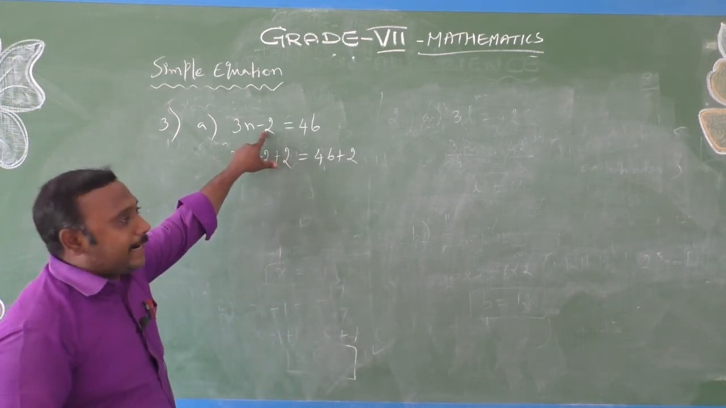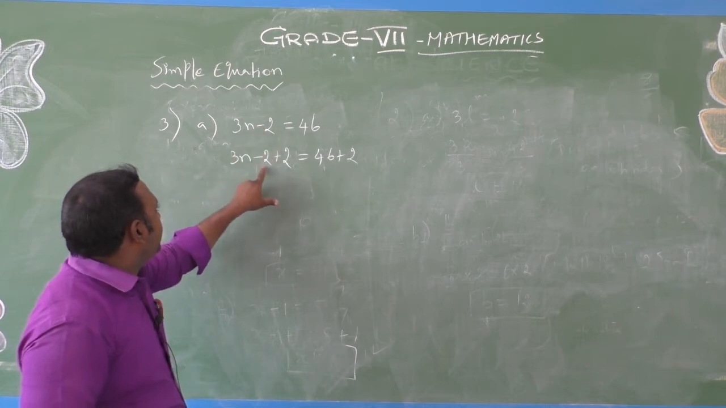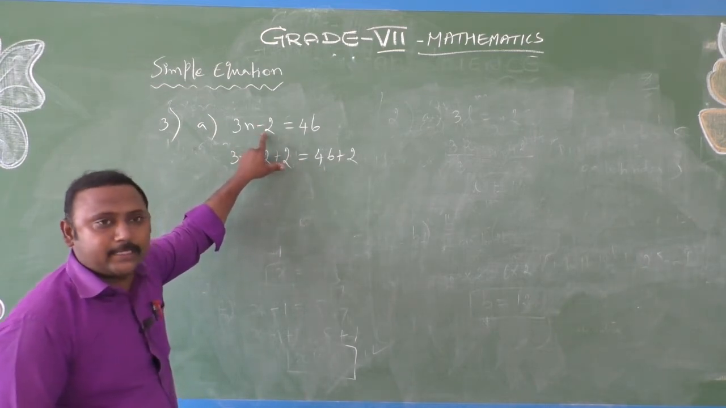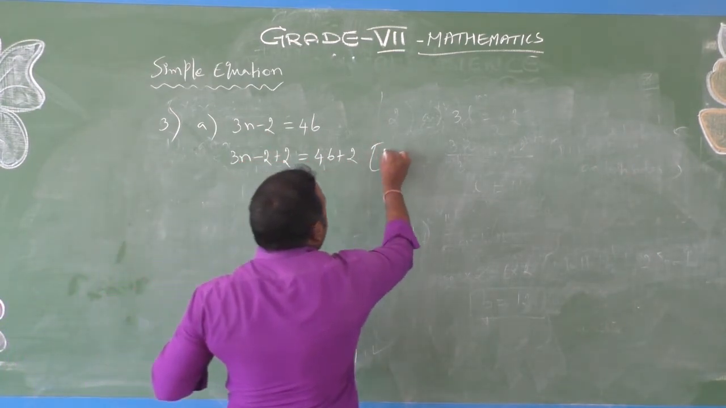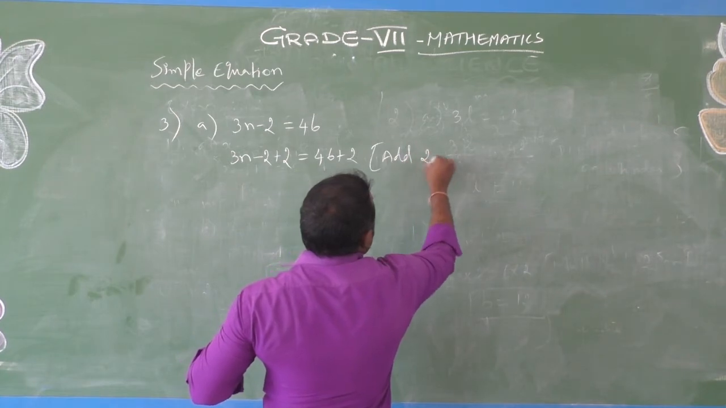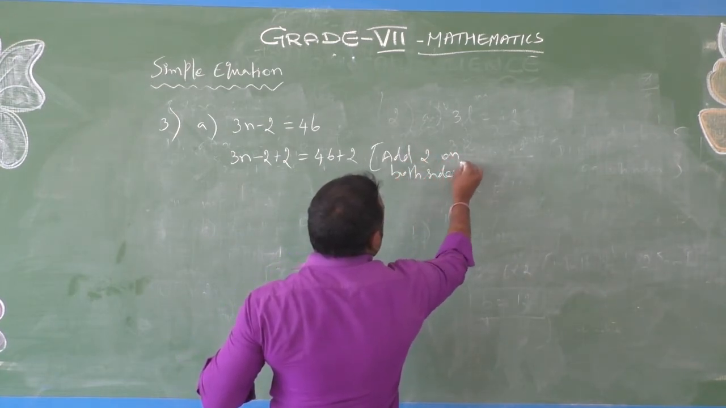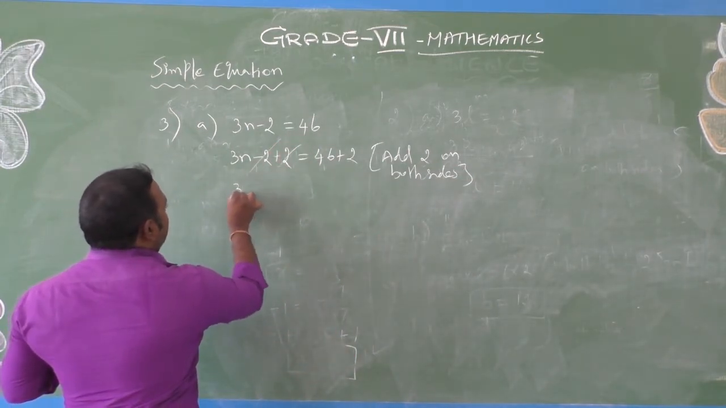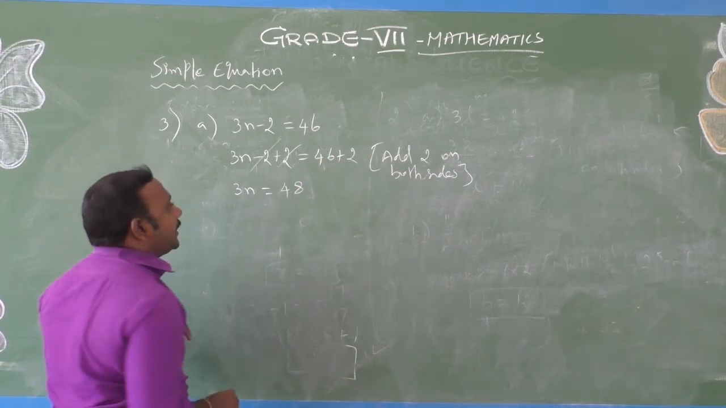When we have minus, we have to add the opposite. Opposite of minus 2 is plus 2. So I add plus 2 on both sides. Both the minus 2 and plus 2 will be cancelled. So 3n is equal to 46 plus 2, which is 48.